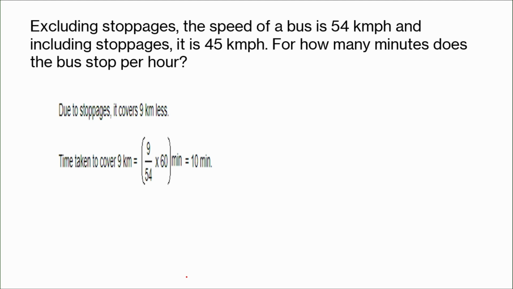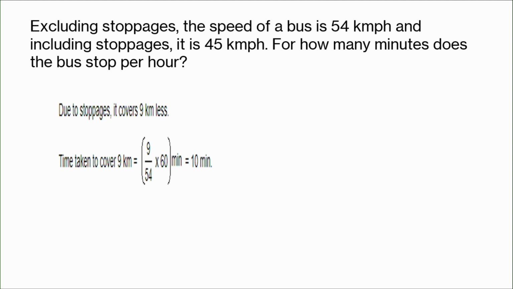So, when you exclude the stops, because the bus will stop where the passengers will come or get down from the bus, it takes time. So, it gives the stoppages. When you exclude that, it is 54 km/h. When you include those stops also, then it is 45 km/h. How many minutes does the bus stop per hour? That is what you have to calculate.